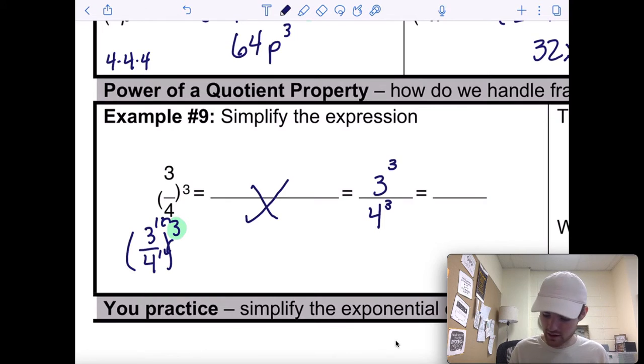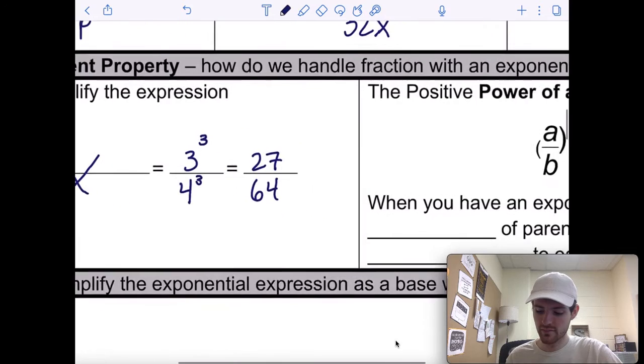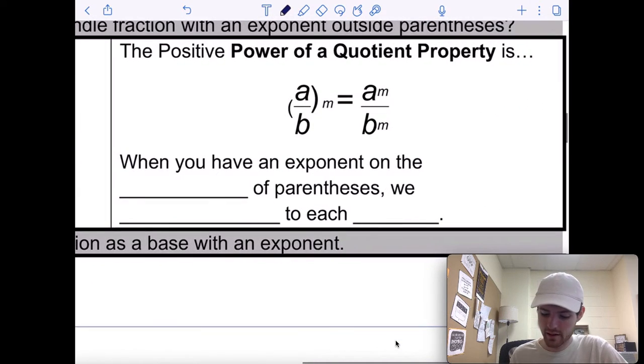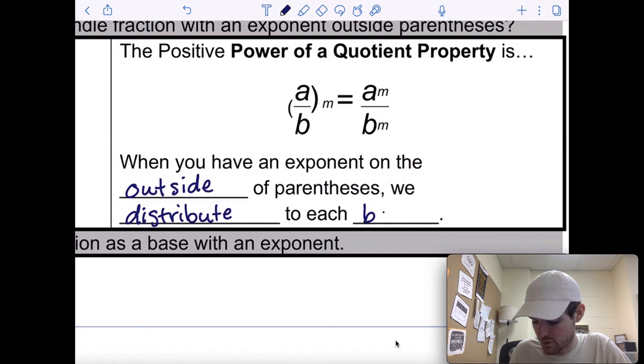3 to the third is 27. 4 to the third is 64. That's all we're doing. So, when you have an exponent on the outside of parentheses, we distribute to each base. It follows the same exact rules as what we just did.